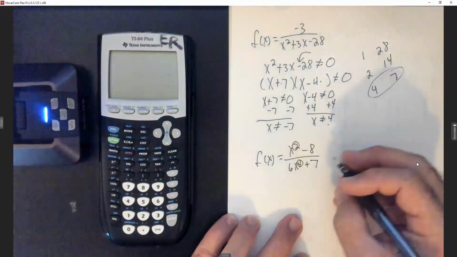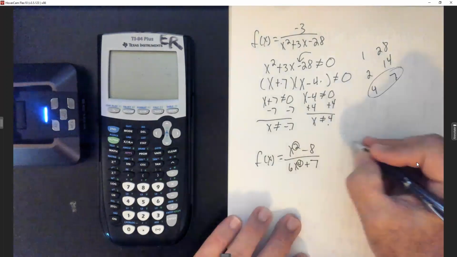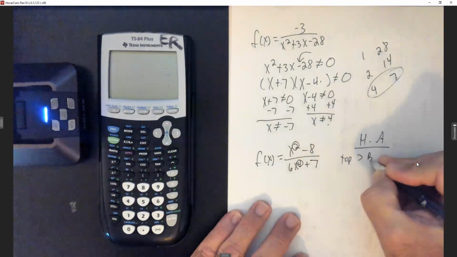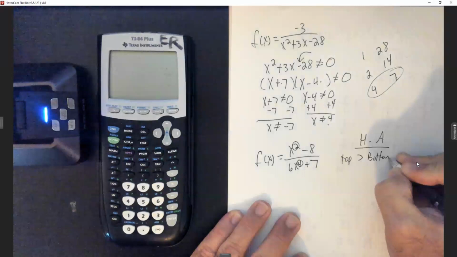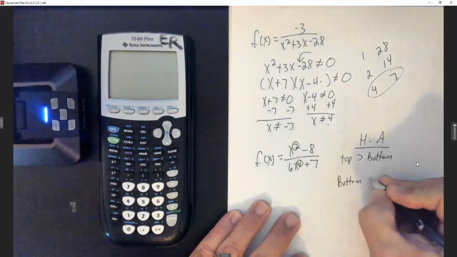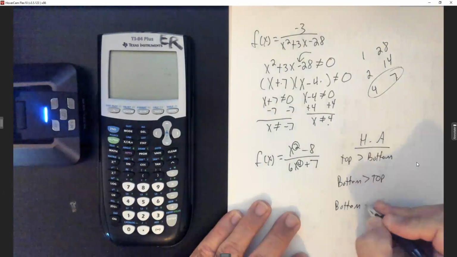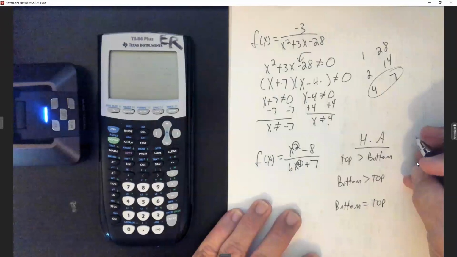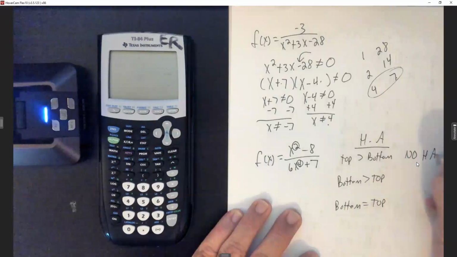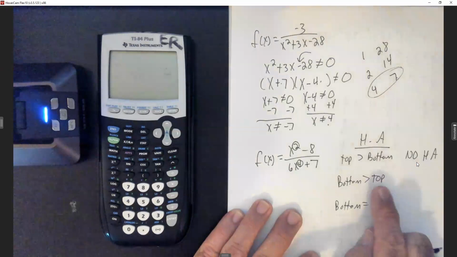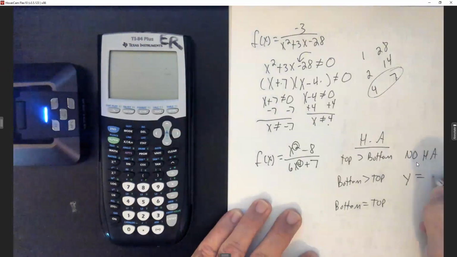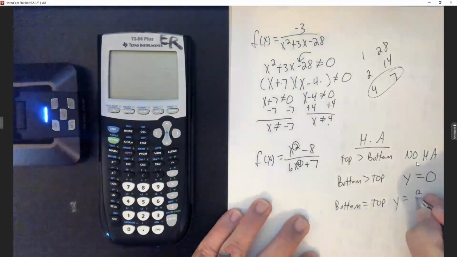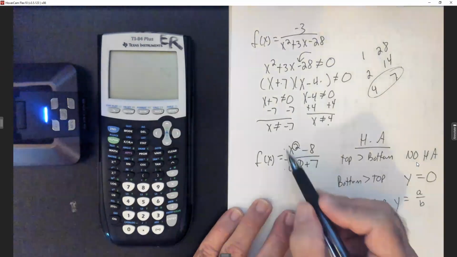So there's 3 cases on horizontal asymptotes. Top is greater than the bottom, bottom is greater than the top, or the bottom equals the top. If the top's bigger than the bottom, then you have no horizontal asymptote. If the bottom is bigger than the top, then your asymptote will be y equals 0. If they're equal, your asymptote will be the ratio of A over B, where A and B are the lead coefficients.